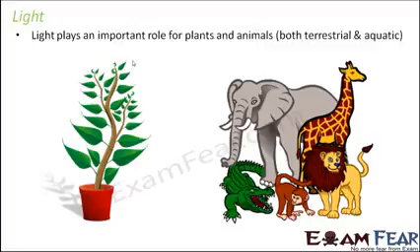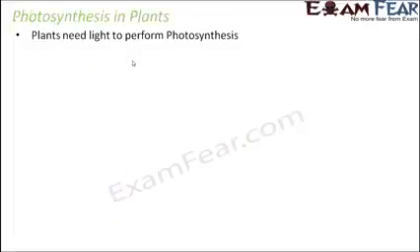So light plays an important role for plants as well as animals, both terrestrial as well as aquatic. Because a lot of people think that aquatic organisms do not receive direct light, so light is not important for them. But we will see how light is important for all types of organisms. So let's talk about plants first.